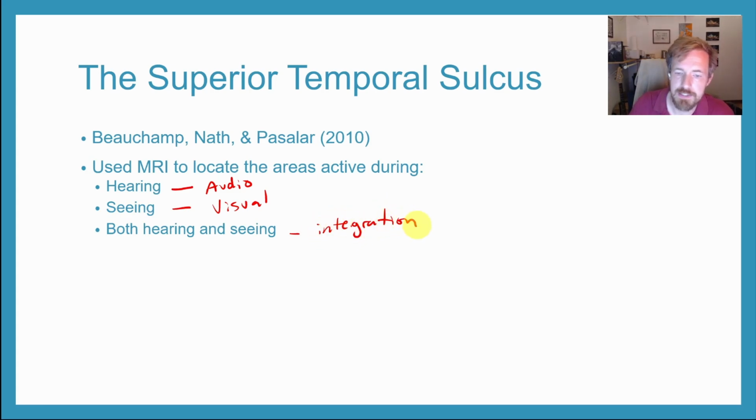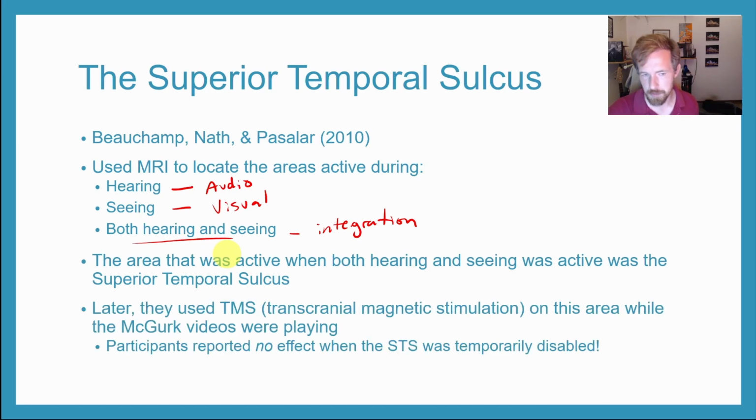So basically they looked for what area was active only during the hearing and seeing condition. They can't just look at the seeing, because you're going to have the occipital lobe going on, and they know the occipital lobe is probably not going to be relevant here. So they were looking for the area that was only active whenever you had two or more senses going, and that area was the superior temporal sulcus. So they brought the same people back, and they used TMS, transcranial magnetic stimulation, and they zapped that part of their brain while they were watching videos of the McGurk effect.